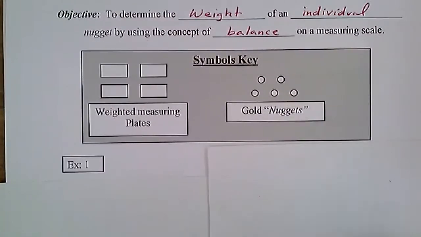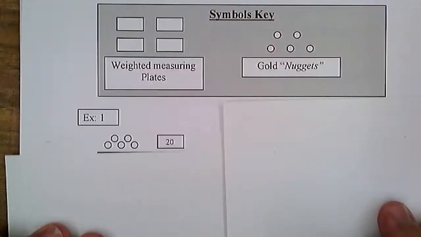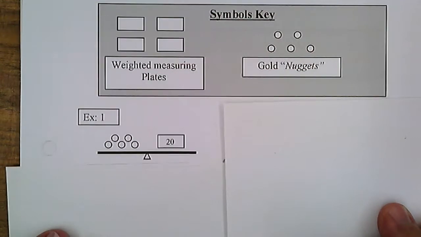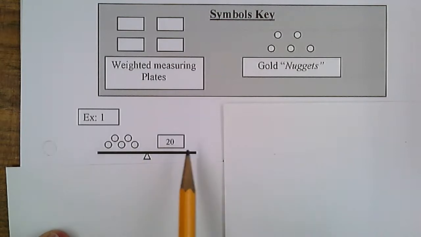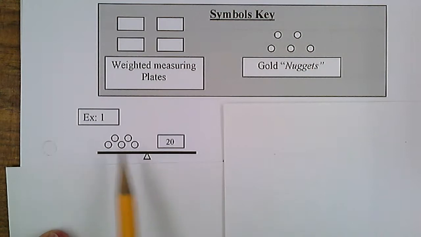Okay, so here's our first example. We'll start off with one that's fairly easy. So in this first example, here we go. So this is our balance scale, right? It's kind of like a seesaw or a teeter-totter. Maybe you've played on those in a playground somewhere. Okay, so right now it's completely balanced. And on one side, we've got, let's count them. We've got 1, 2, 3, 4. We've got 5 gold nuggets.